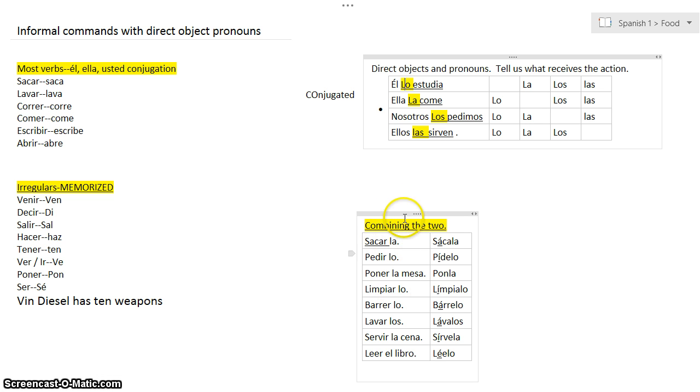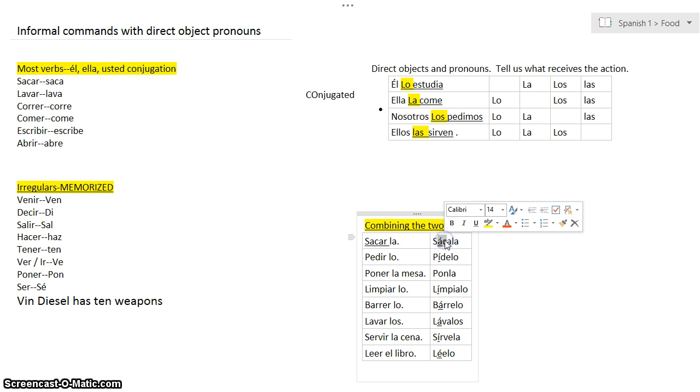Down here, we don't have conjugated verbs, we have commands. So saca, tú saca is a command. Because it's a command, we're allowed to put the direct object pronoun attached to the back of that command. When we do that, we add an accent to the third to the last syllable. Sácala. Okay, again here we have a command. Pídelo, accent on the third to the last syllable. Ponla, 2 syllables, so we don't put an accent anywhere. Límpialo, third to the last syllable, because these are commands. Okay, so the special exemption is when we have commands with direct object pronouns, then we can bring them together.